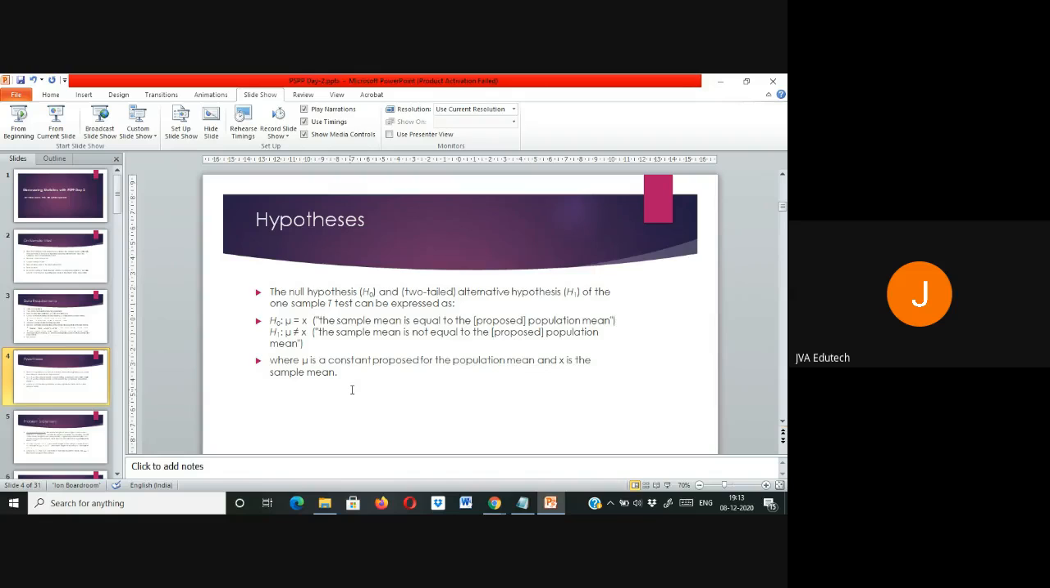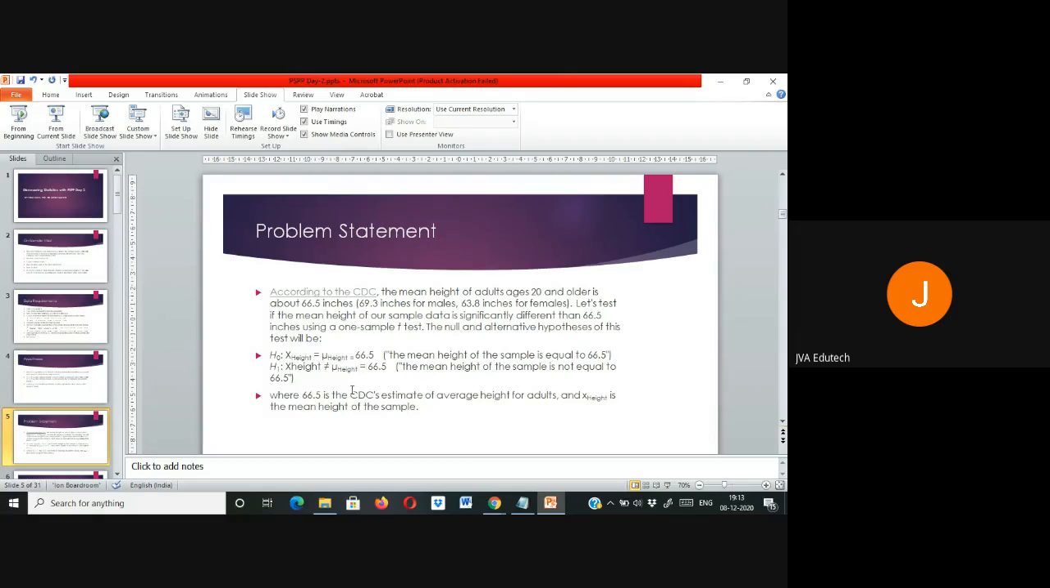In the alternate hypothesis, we write that there is a significant difference between the population mean and the sample mean. That is represented by mu is not equal to x bar. So if mu is not equal to x bar, what will happen? There will exist a significant difference between the two means, that is, the sample mean and the population mean. So we have taken two means, mu and x bar, where mu is the constant proposed for the population mean and x bar is the sample mean.